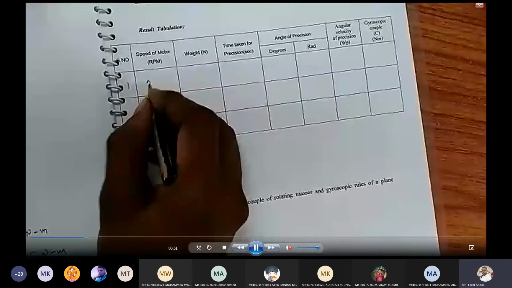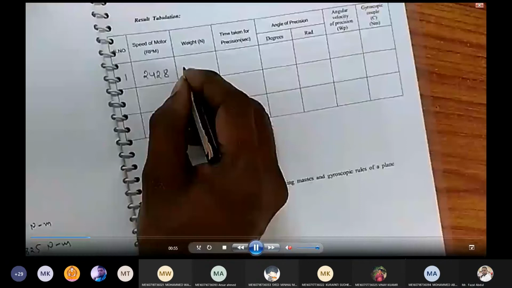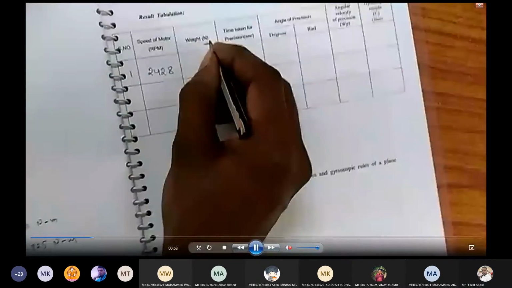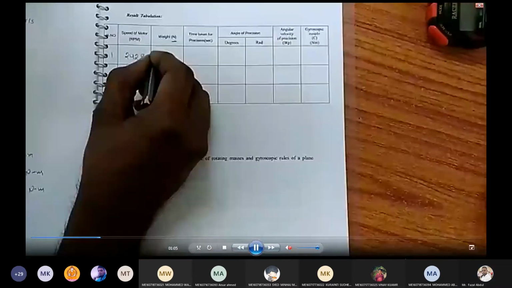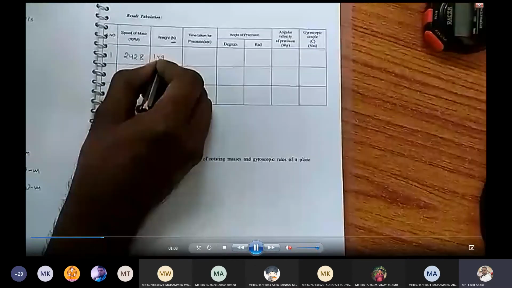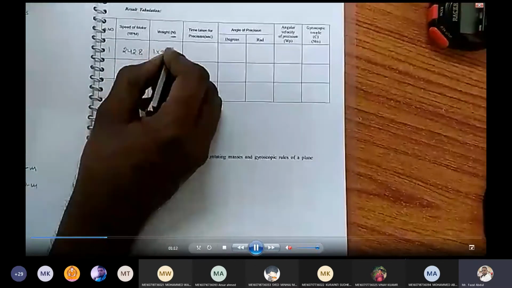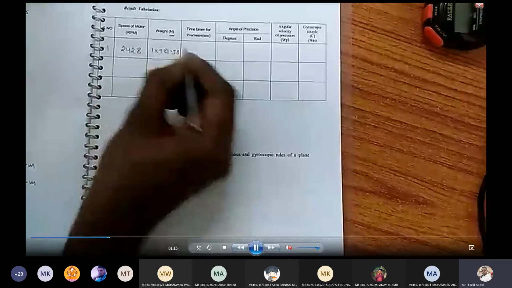So this is the result tabulation. First the RPM we got, 2428 for the first load. The load we always need to take in newtons. For the first time 1 kg, that we need to convert into newtons, 1 into 9.8. How much time taken for the 90 degrees rotation, that we need to write here, 0.28.